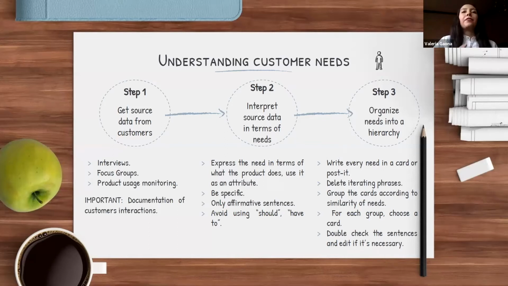Step number 2 is to interpret the source data in terms of the needs. You have to express every need in terms of what the product is going to do. Use it as an attribute. Of course, you have to be specific, use only affirmative sentences, and avoid using should or have to.